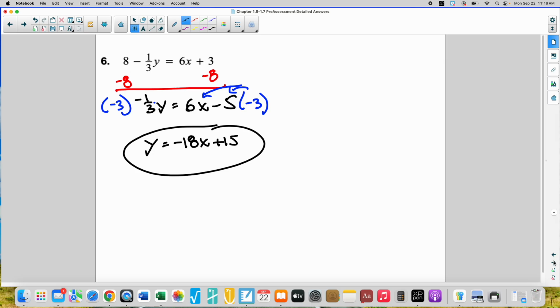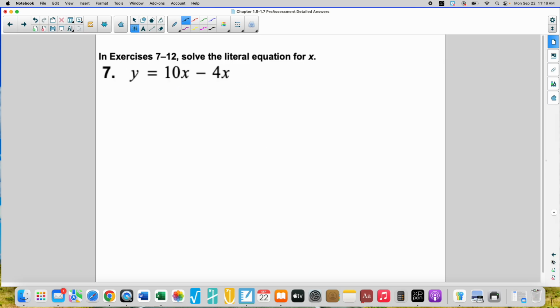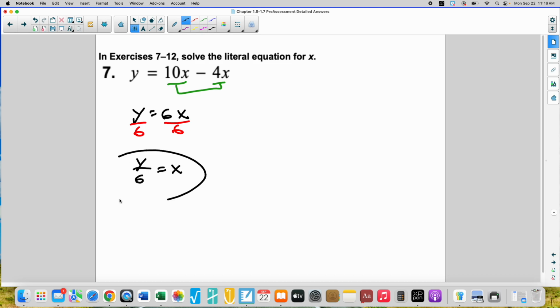Good problem right there. You got that right. Good for you. Now we're solving for x. These are on the same side, so I can simplify first. That gives me 6x, and now we're going to make it real nice and easy. Divide by 6. y over 6 equals x.